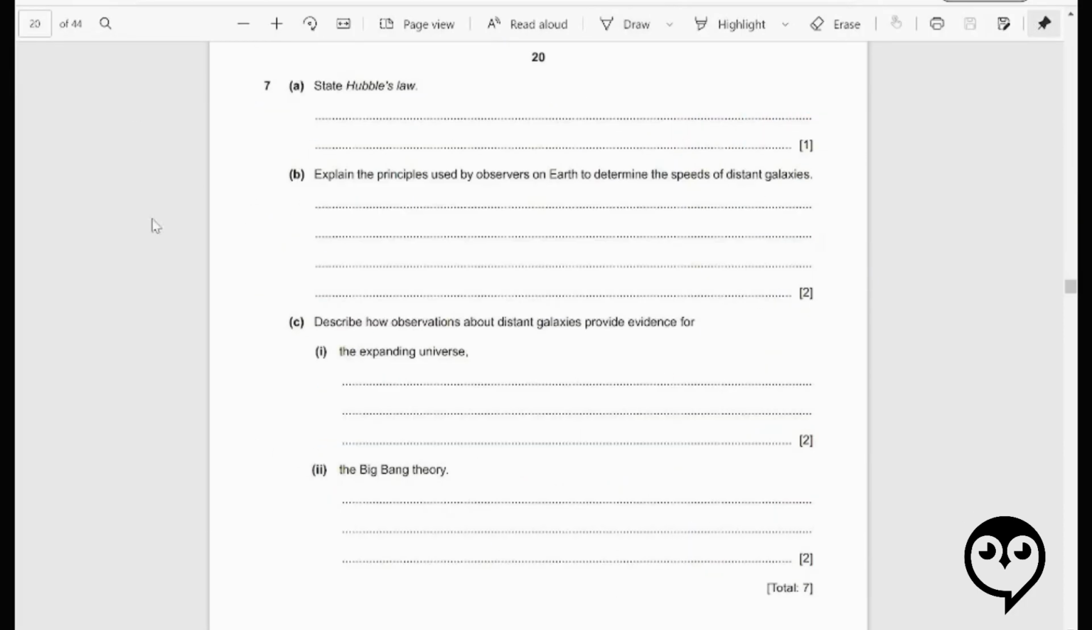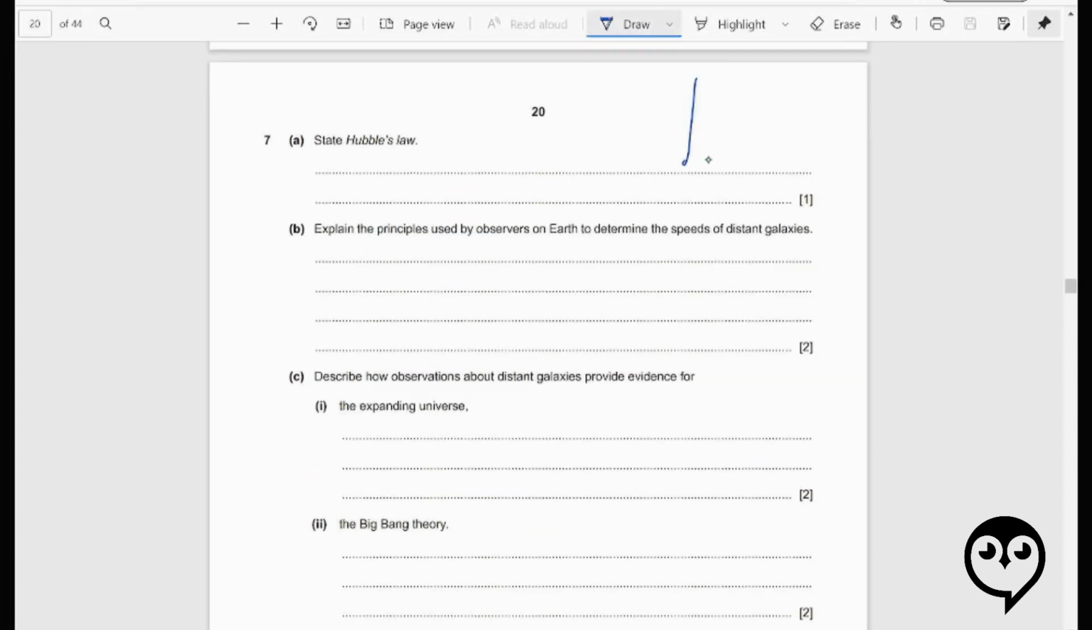Okay, moving on. I've got a paper 3 from the Pre-U Cambridge, and this is a question about Hubble's law. State Hubble's law. You think of that graph that we've got there. We know that because it's a directly proportional graph, the recession velocity is meant to be directly proportional to the distance. Basically we're saying the further the galaxy is from us, the faster it's moving away, or you can say the recession velocity with which a galaxy is moving away from Earth is proportional to its distance, something along those lines.